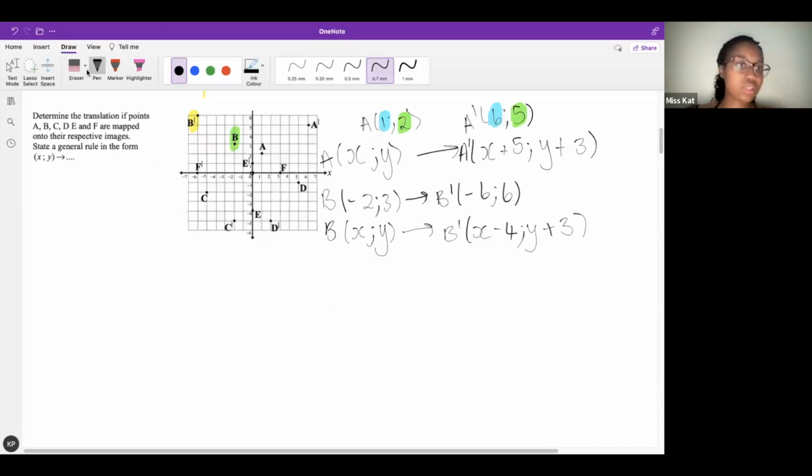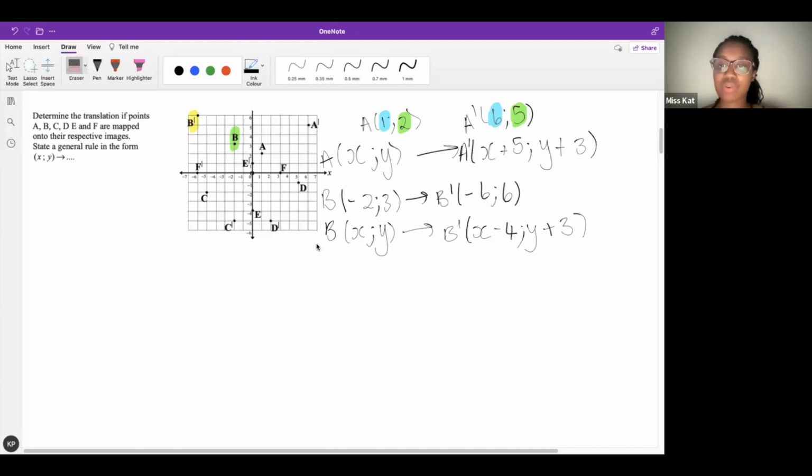Okay. So look at the B. B is the green point, right? Yes. And B prime is the yellow point. So B prime comes from B. We just move B. So you write the original coordinates of B. Do you agree that the coordinates of B are -2 and 3? Yes. And then the coordinate for B prime, which is the new guy, is -6 and 6. Do you agree? Yes. Wonderful.